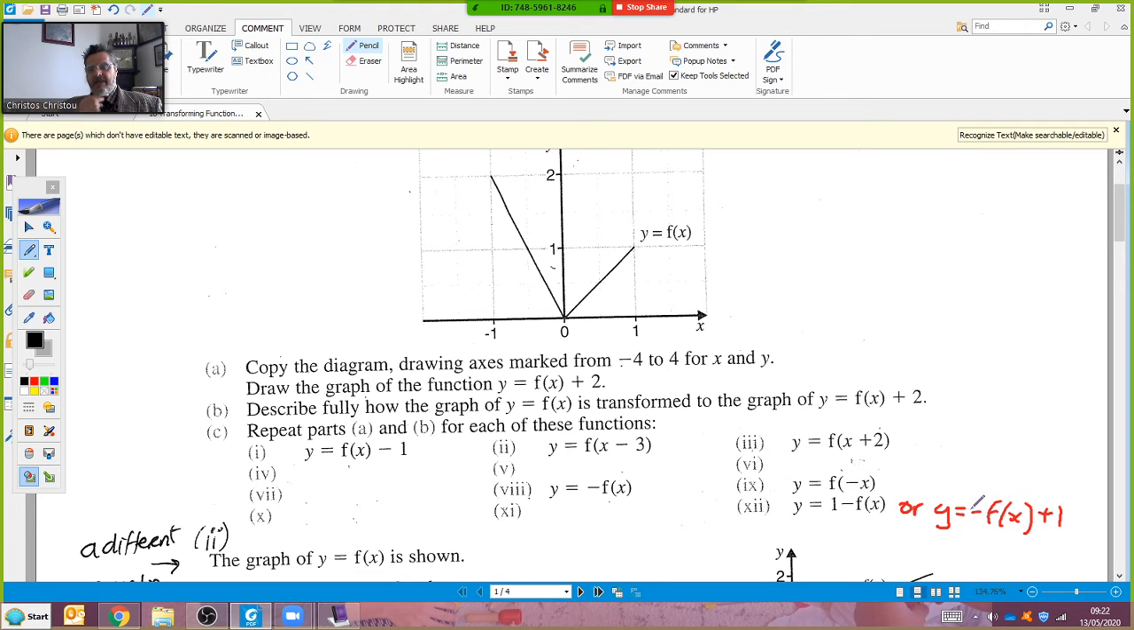I gave you a bit of help there. That's not copied onto your sheet. I did it while I was preparing the lesson. And so that's going to be on YouTube anyway. It's a lot of drawing. I hope you've got graph paper.